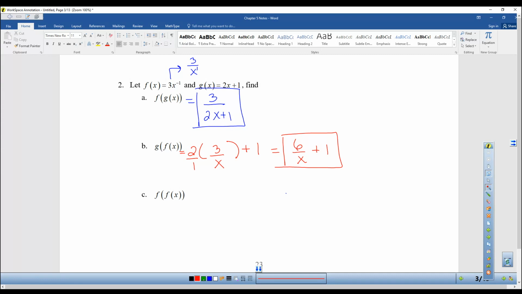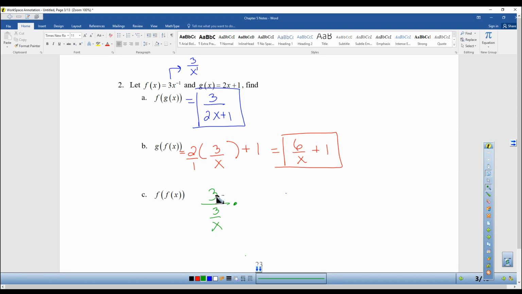And then the last one, f of, so 3 over, and then 3, f of x, which is 3 over x again. So I will show you how to do this. It's not hard. And then I'm going to show you a second way.